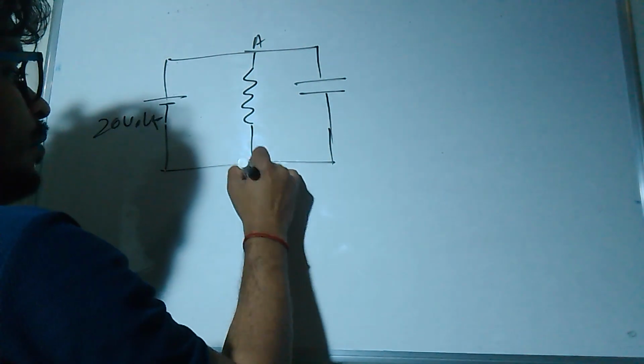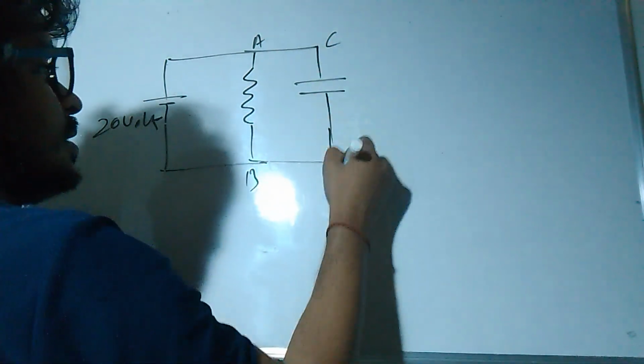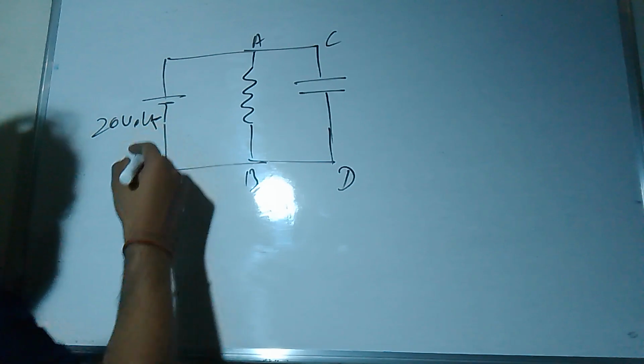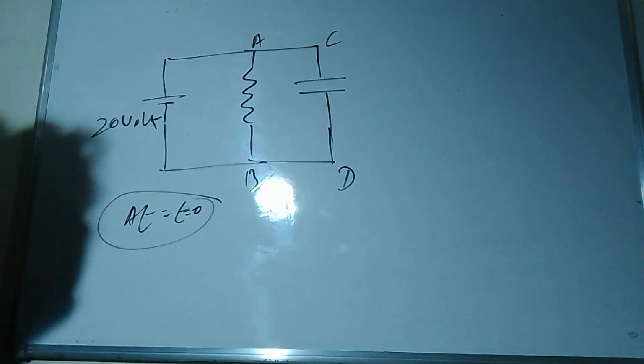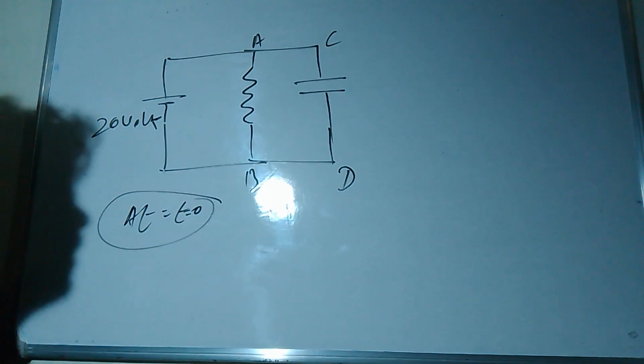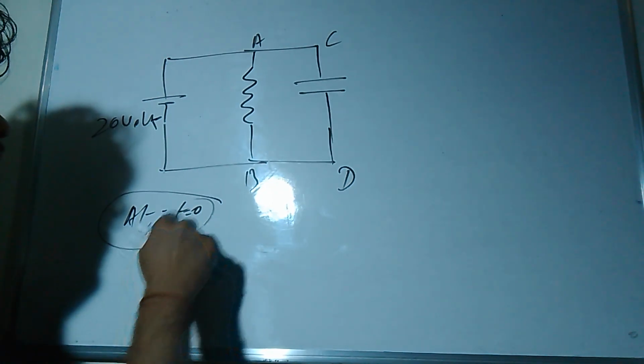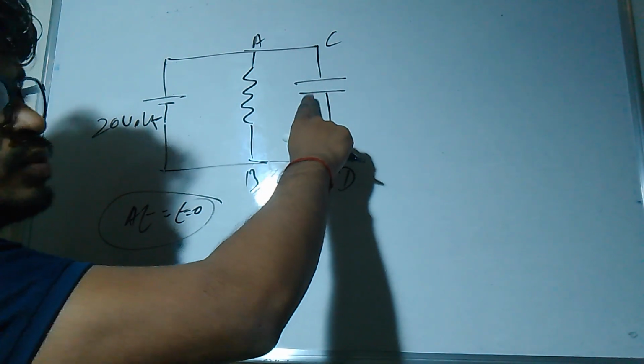Here it is 20 volt. The question is asking you the current across AB, in AB this is CD, at t equal to 0. At t equal to 0, the capacitor will behave like a short circuit. It will be a closed circuit.